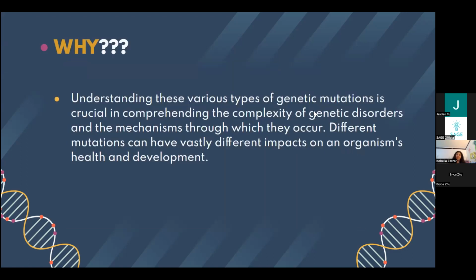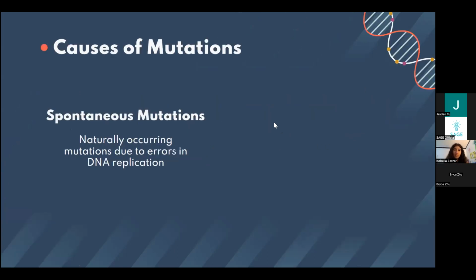Okay, so why is it important to know about all these different types of mutations? There are actually a lot of other types of mutations, but these are the basic ones. I could go into way more depth on this, but obviously we don't have time for that since this course is pretty short. But basically, it's really important to understand these types of genetic mutations so we can understand how complex genetic disorders are, how they occur, and how we inherit them. Different mutations can have really different impacts on our health and development. So yeah, we'll be checking out some of these genetic disorders pretty soon.